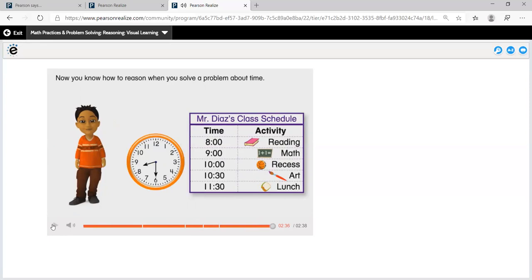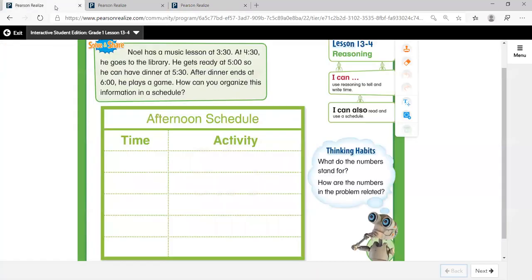And now we know how to use reasoning when we want to solve a problem about time. Let's take a look now and try a couple together.